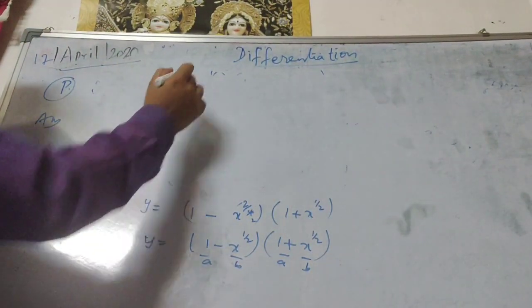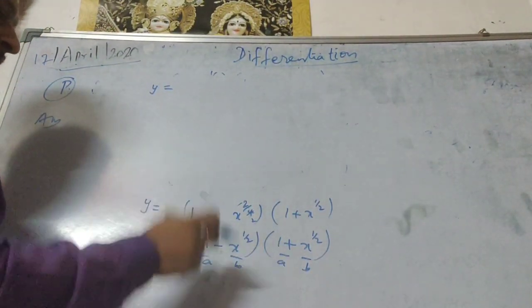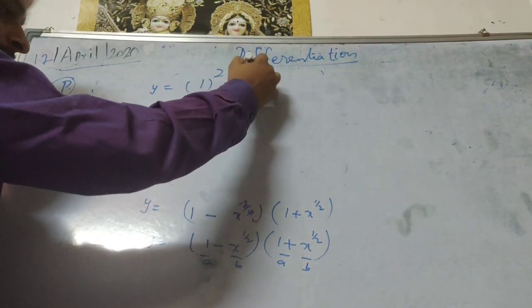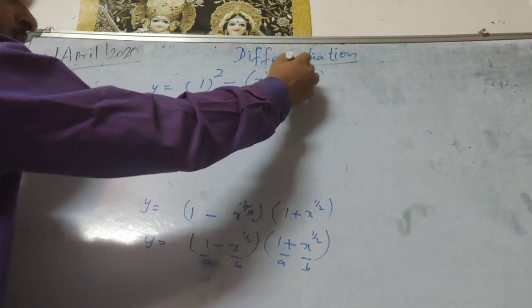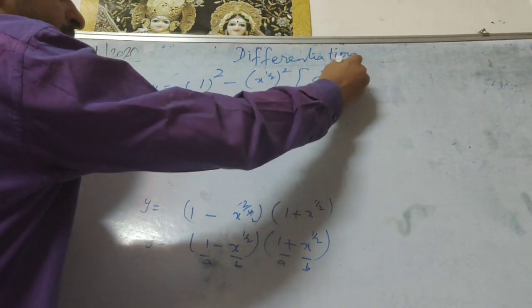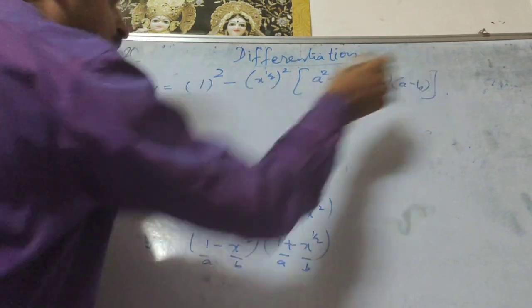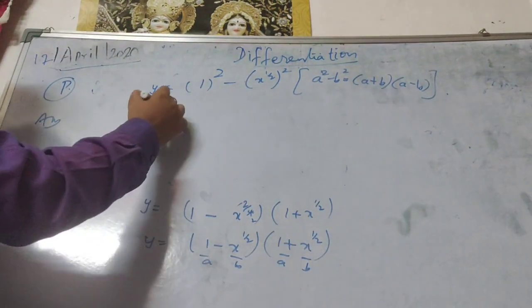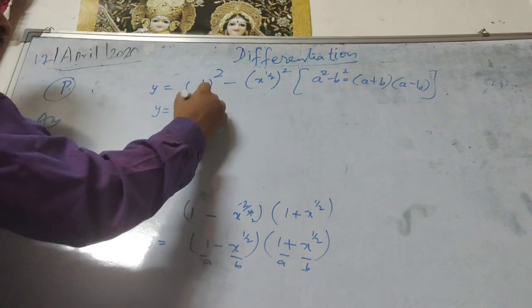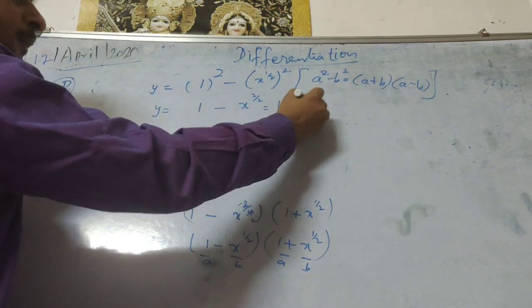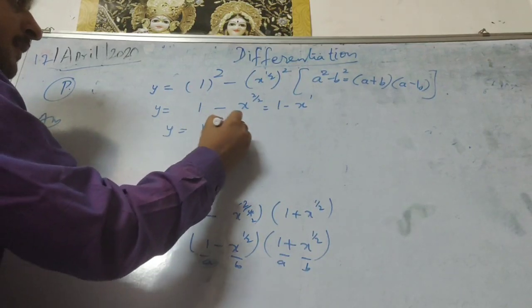So y equals again (a plus b) into (a minus b), which is a square minus b square, so 1 square minus x power half square, because a square minus b square is (a plus b) into (a minus b), which I have used previously also. So this is y equals 1 square is 1 minus x power 2 by 2, which is 1 minus x power 1. So y equals 1 minus x.